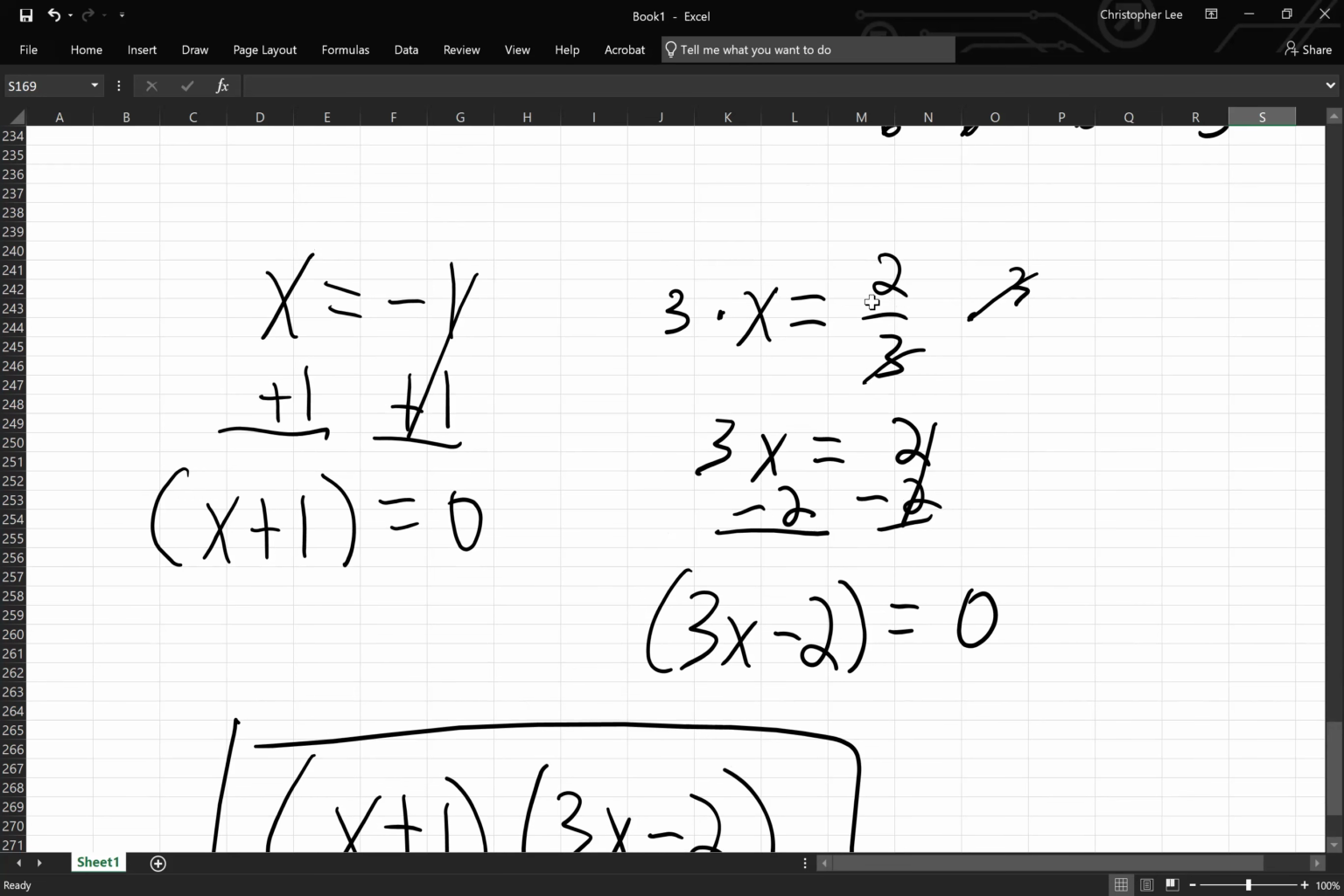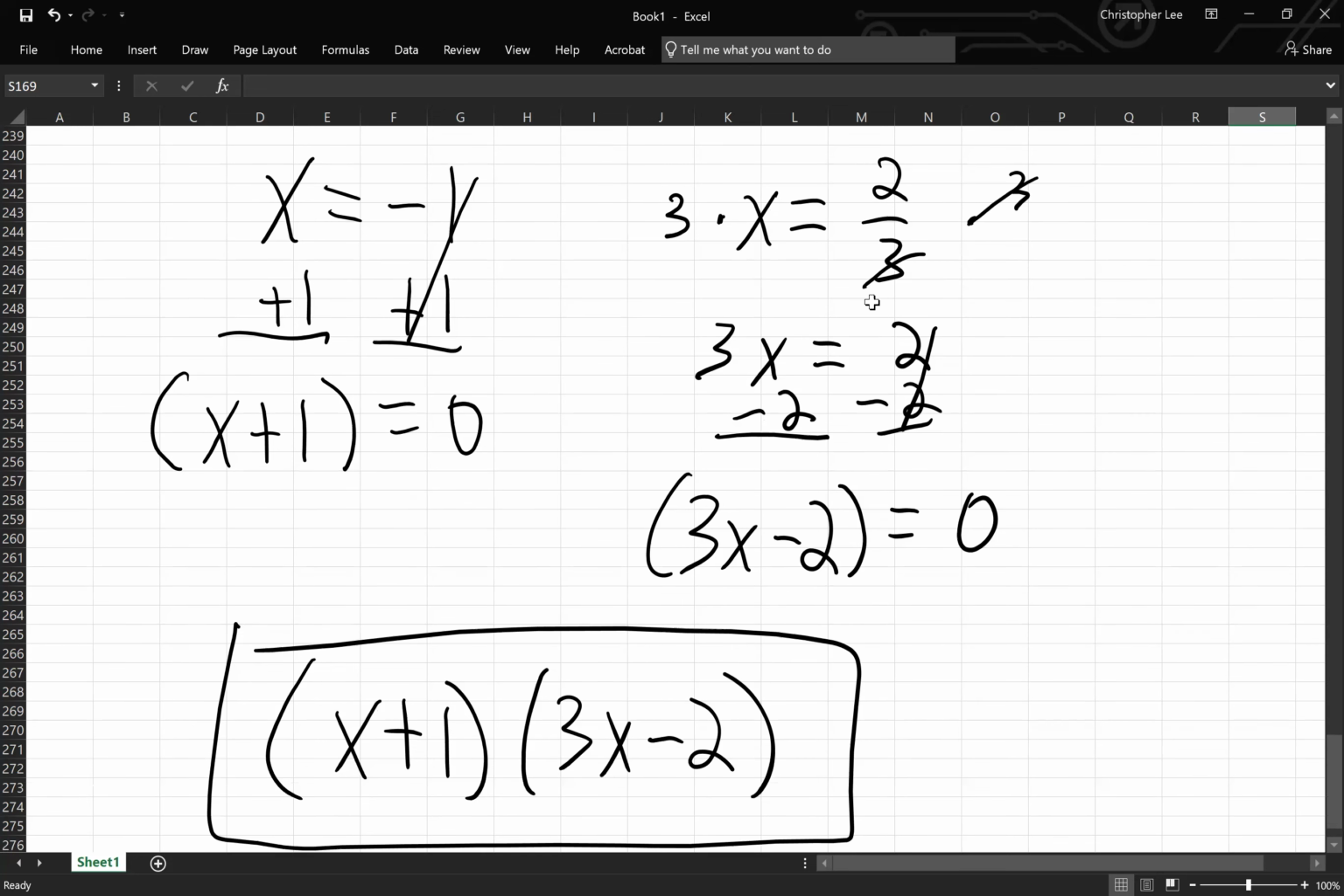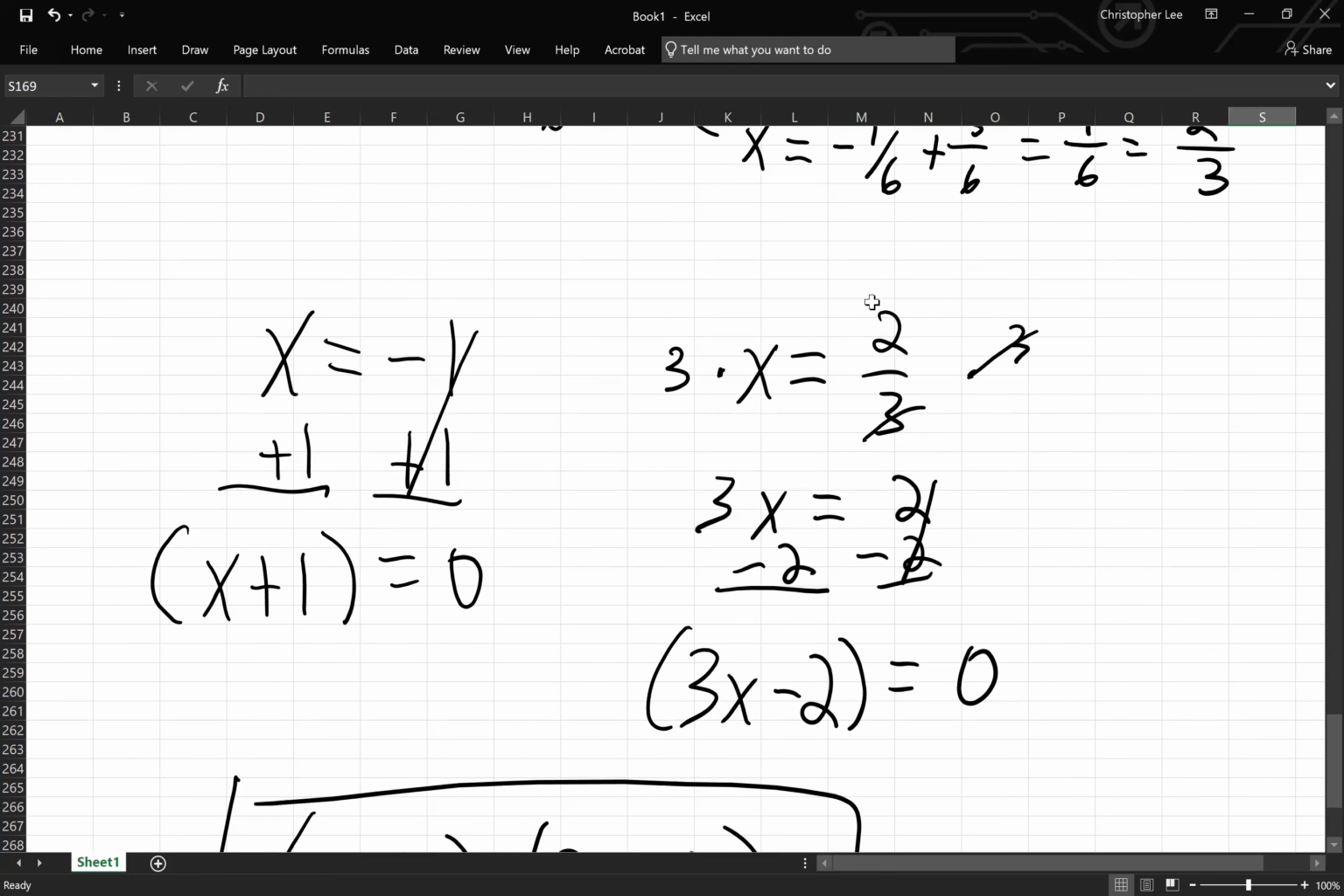It's 3x squared plus x minus 2. I did A, B, C on the side, I put the 3, then the 1, and negative 2. That's fine. And then when you got your answer, you got x equals negative 1 and x equals 2 over 3.